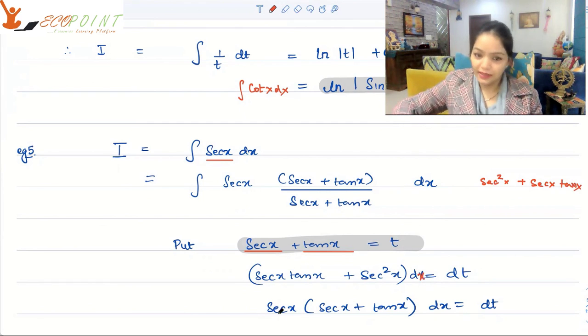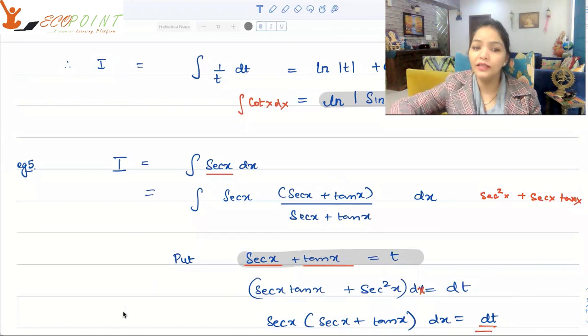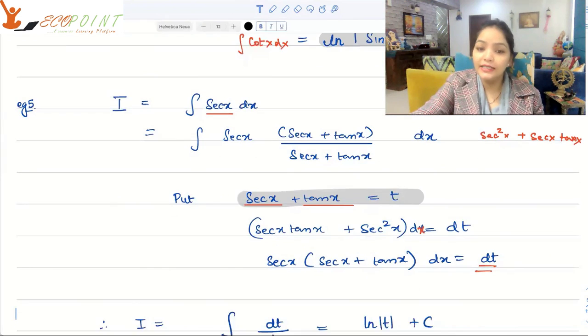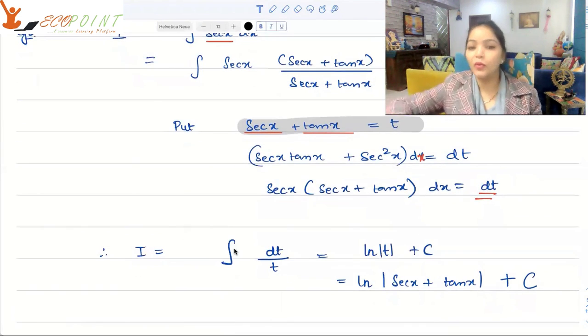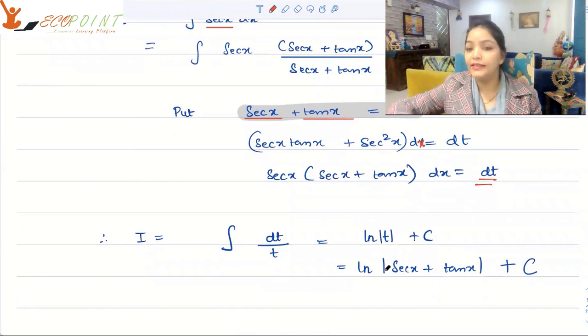In other words, I've taken secant common. So that means your numerator is dt. Your numerator is actually dt, and you just have to integrate 1 upon t dt. That will give you log mod t plus c. And what is t? t is secant x plus tan x.